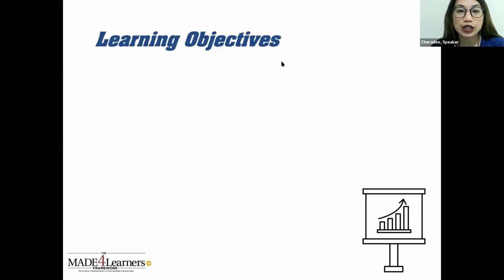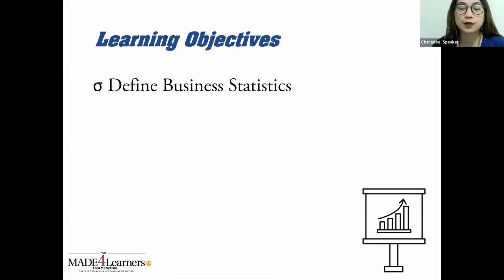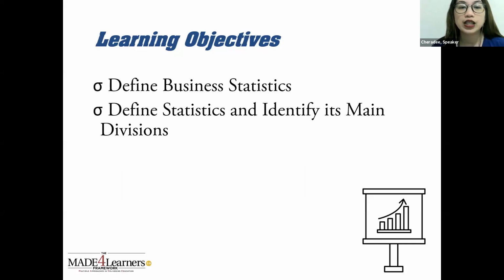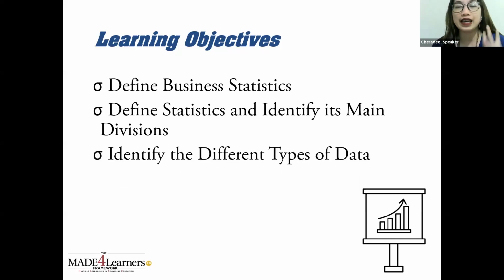Our learning objectives for the first part are to define what business statistics is, followed by the definition of statistics itself, identify its main divisions, and identify the different types and categories of data.